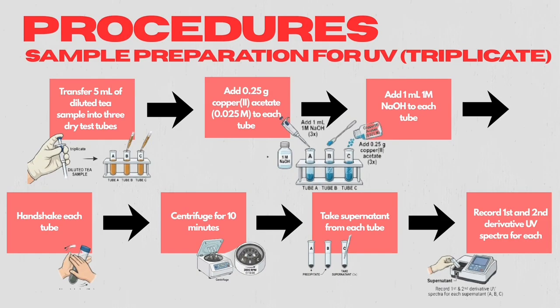Then, 0.25 gram of copper acetate and 1 ml of 1 molar sodium hydroxide were added into each tube. The mixtures were shaken thoroughly and centrifuged for 10 minutes. After centrifugation, the supernatant was collected carefully. Finally, the first and second derivative UV spectra for each sample were recorded.